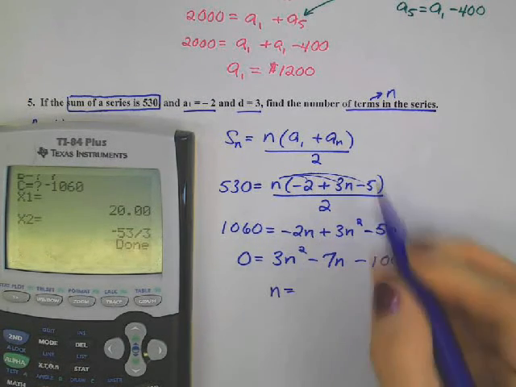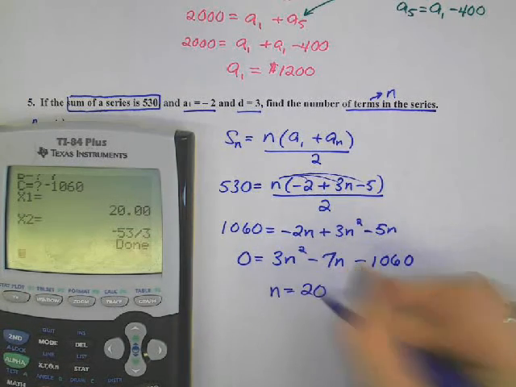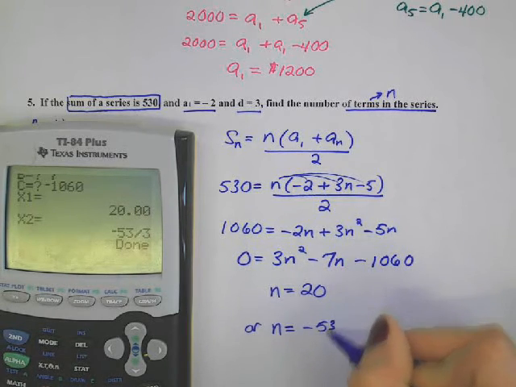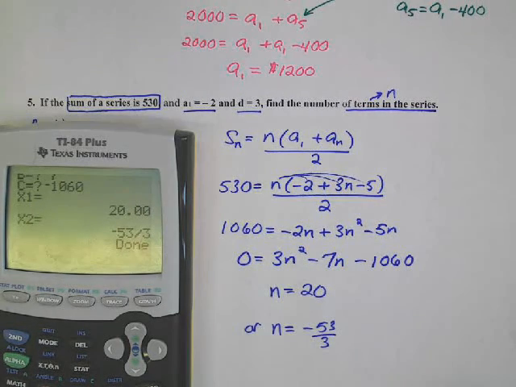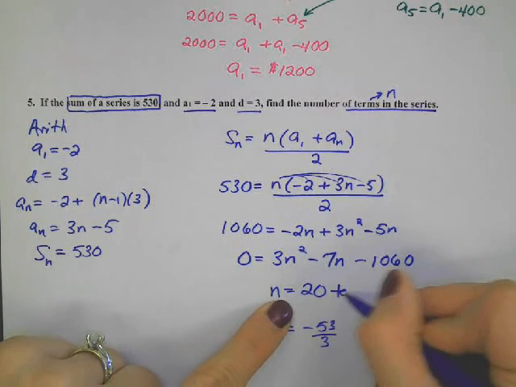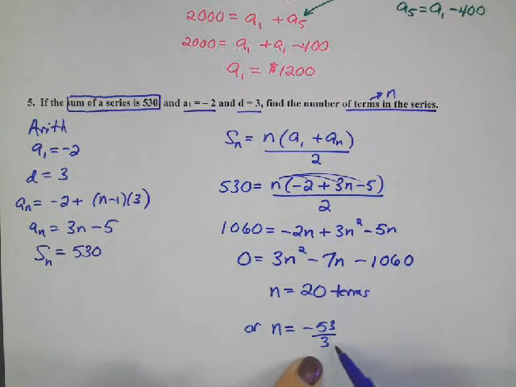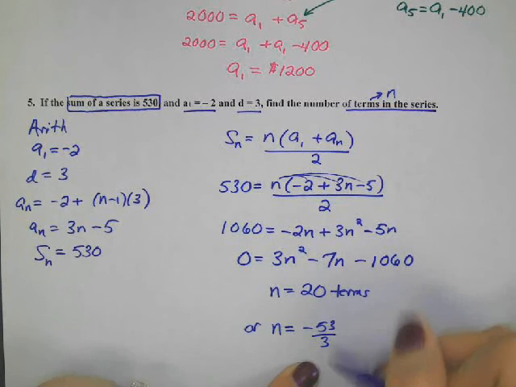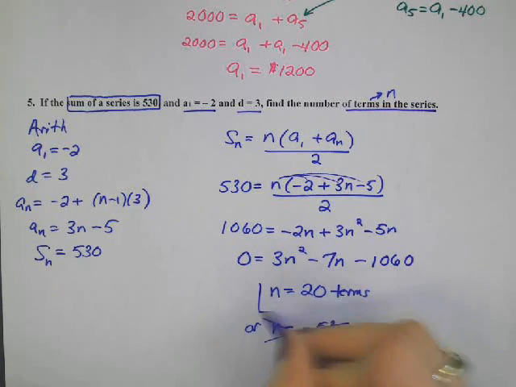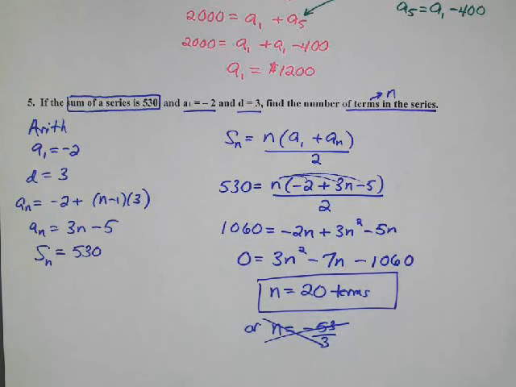So n, the number of terms, is 20. Oh, 2 answers. Or -53/3. Well, wait a minute. I agree that there could be 20 terms. Could there be a negative number of terms, or even a fractional amount of terms, like there's a term and a half, like half of the term? Absolutely not. So the only answer that makes sense here is 20 terms. Good job.